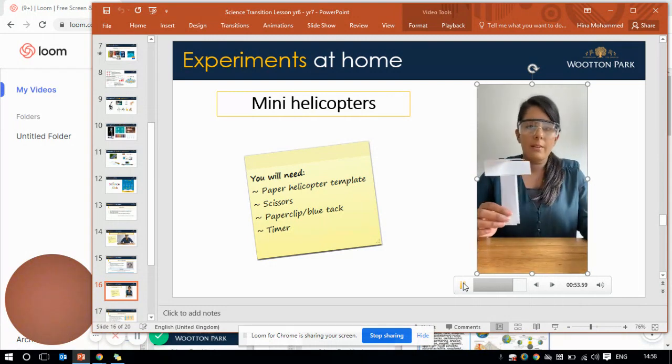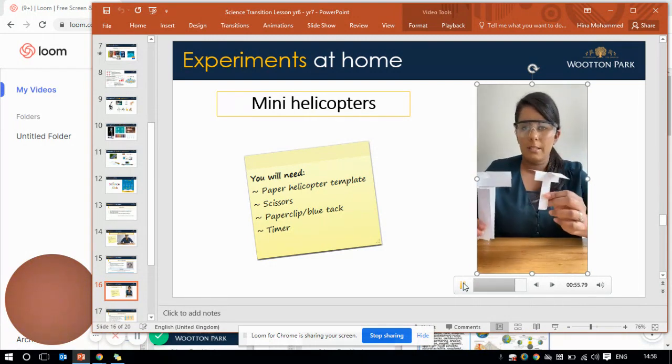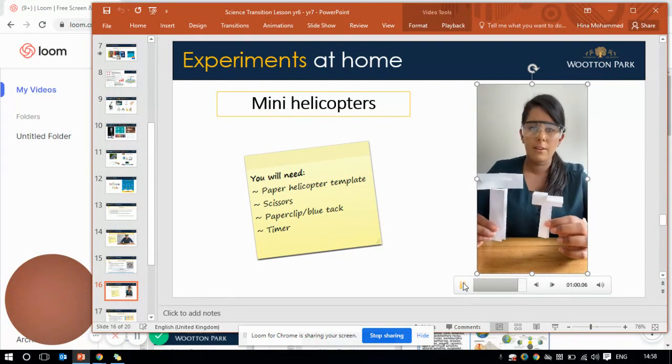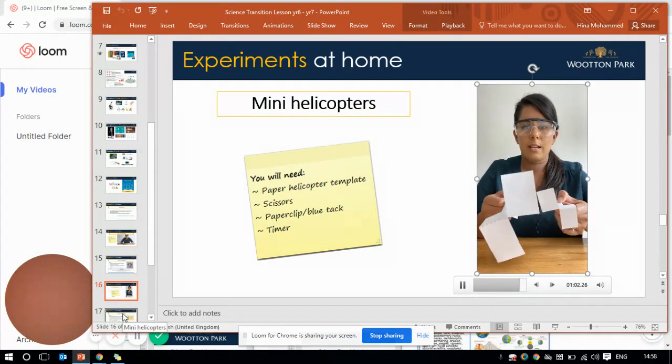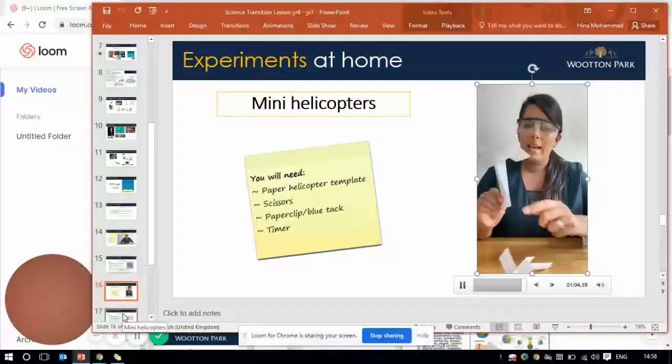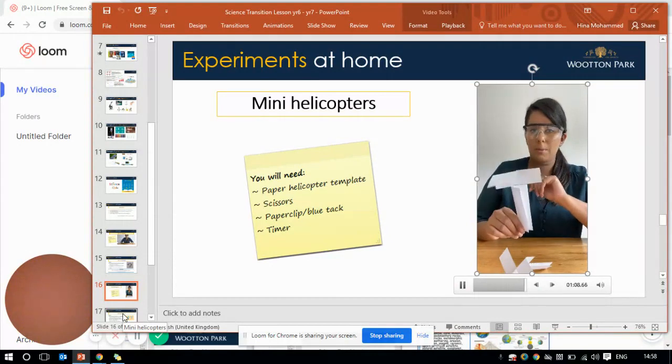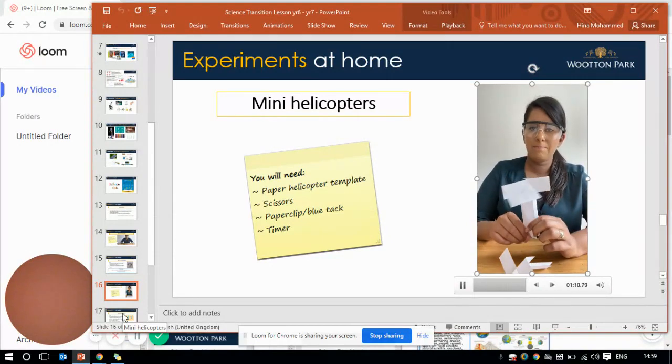You can also compare it to different sized helicopters, okay, and see how the different sizes affects the drop. Does it spin faster, slower? How does the size of blade affect it? And how does the amount of mass you add on affect the fall and the spin of your mini helicopters?